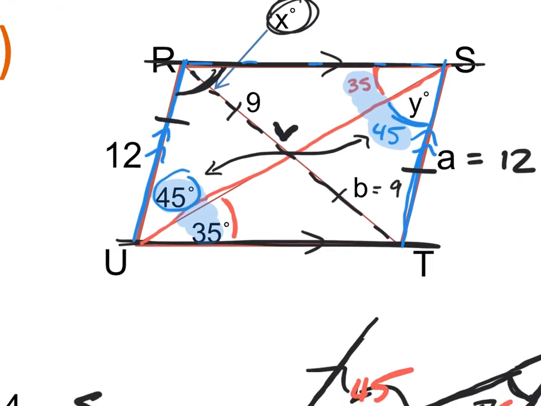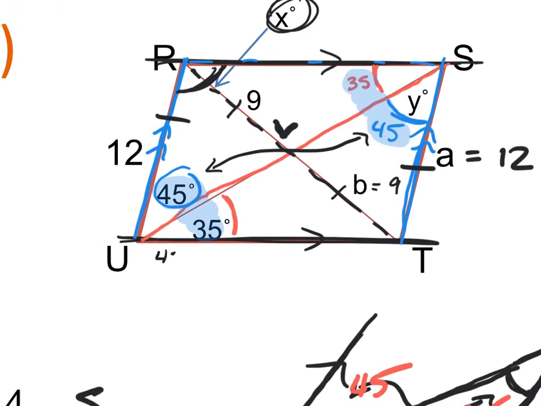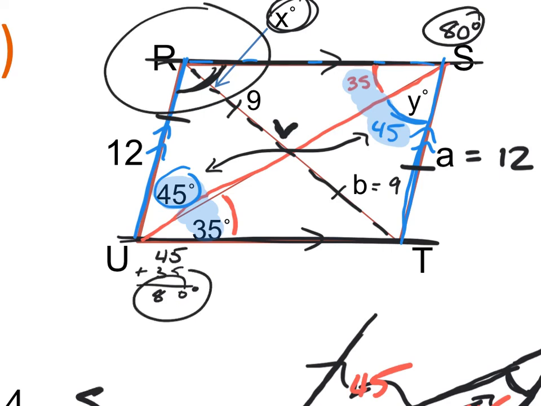So if I know that this one down here is 45 plus 35, which is 80 degrees, and this one over here is 80 degrees, then how much is this one over here? Yes, sir? 100 degrees, because the consecutive angles are supplementary. What would angle UTS be? UTS, which is here. What would that angle be? 100 degrees as well.